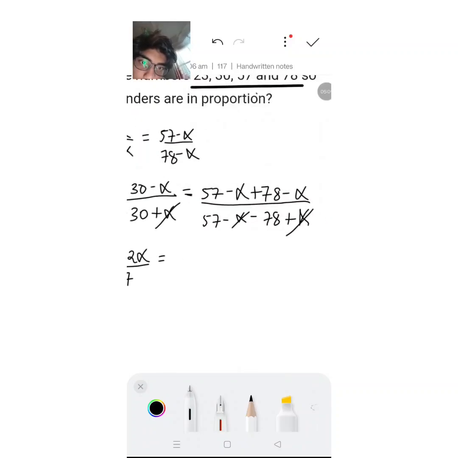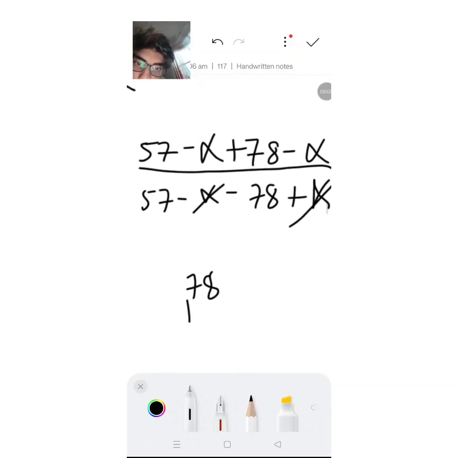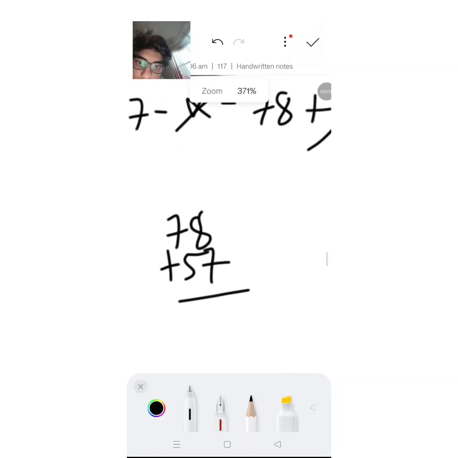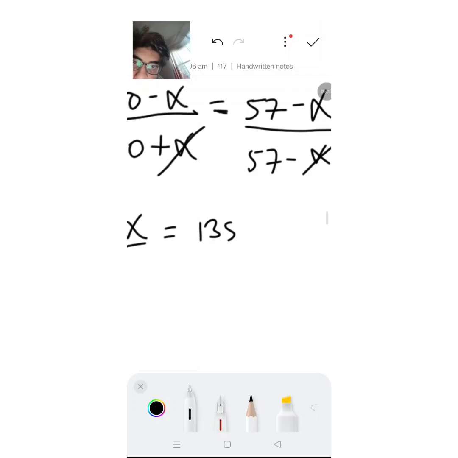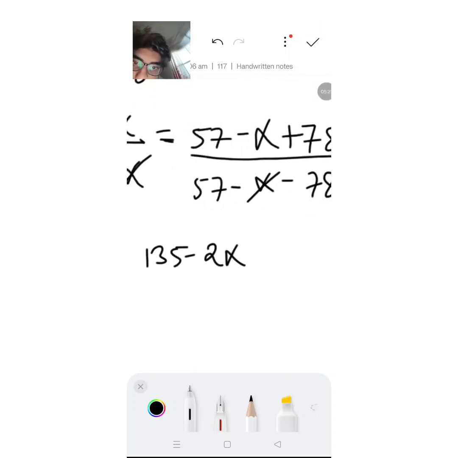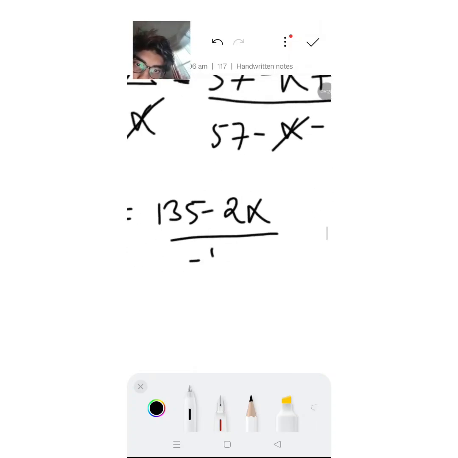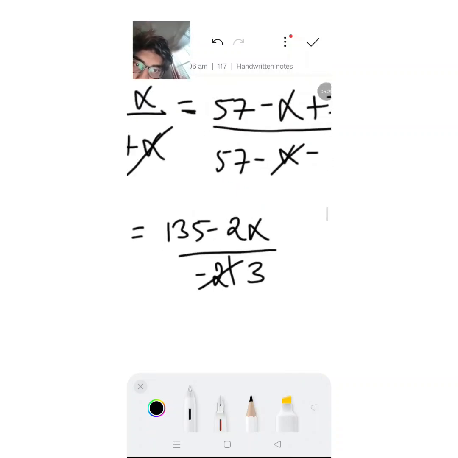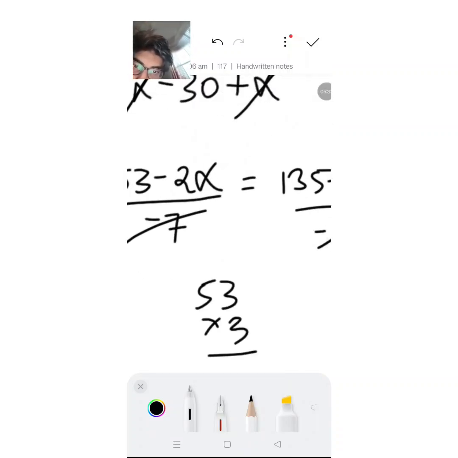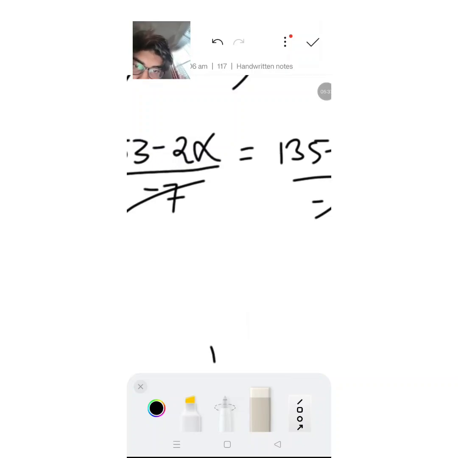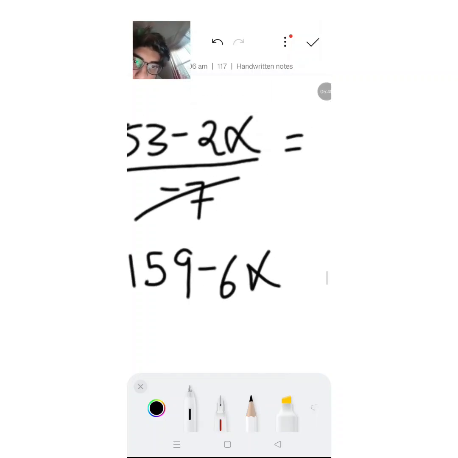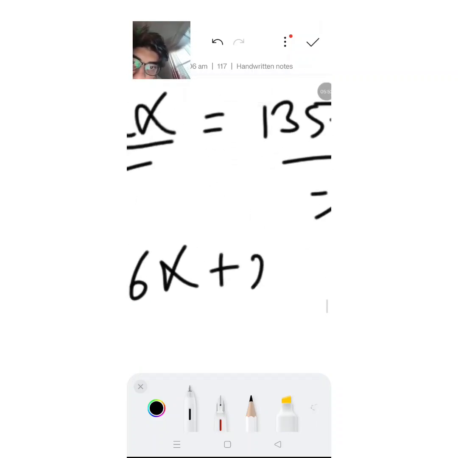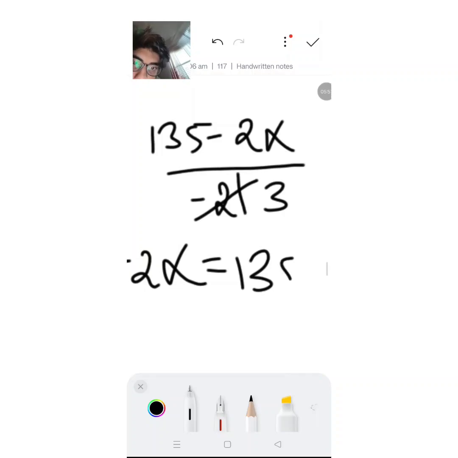57 plus 78. How much is that now? 135. 135 minus 2 alpha over negative 21. So this gets cancelled with this, goes here thrice. 53 multiplied by 3 is 159. So you obviously cross multiply: 159 minus 6 alpha, and you can get this also here, plus 2 alpha equals 135.